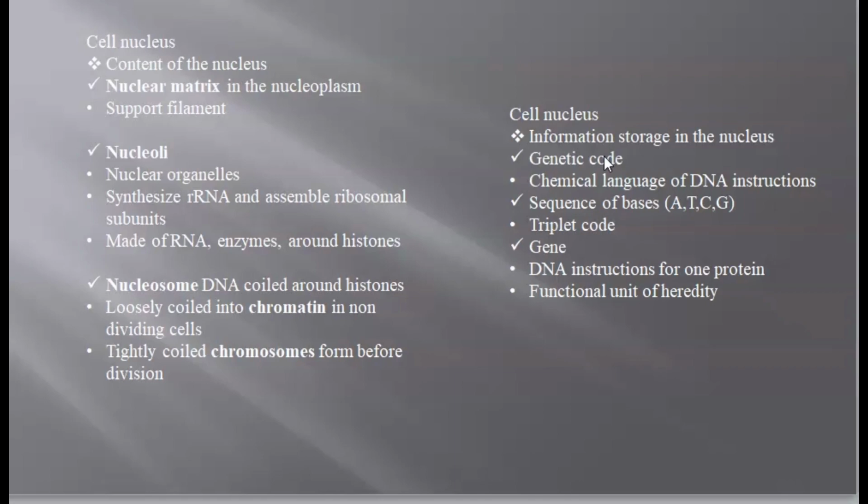And this genetic code is the rules used by living cells to translate information coded within genetic material into proteins. So for protein to be formed, the instruction is given in the form of a rule using the genetic code. This genetic code is a chemical language of the DNA instruction. So the instructions that the DNA will release, if a protein is to be formed, will come in the form of a genetic code. And this genetic code is in a sequence of bases.